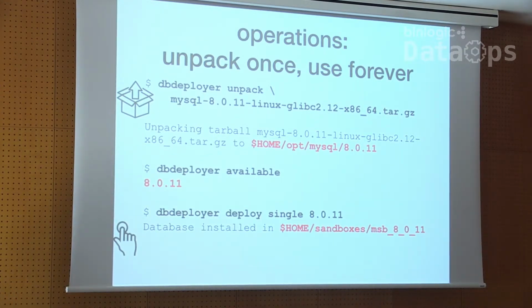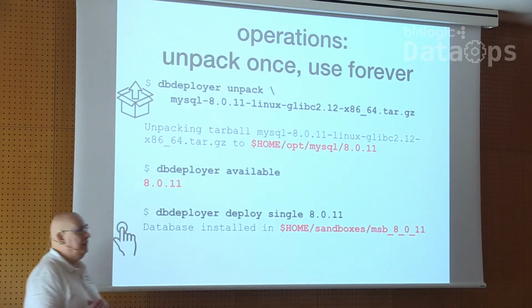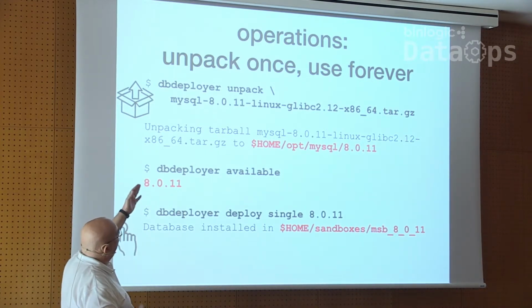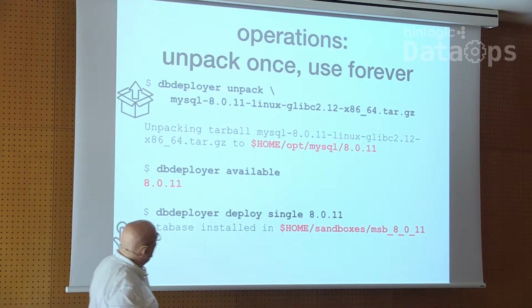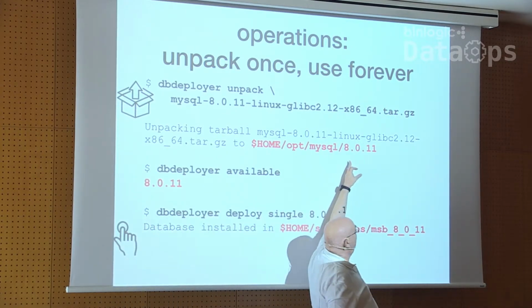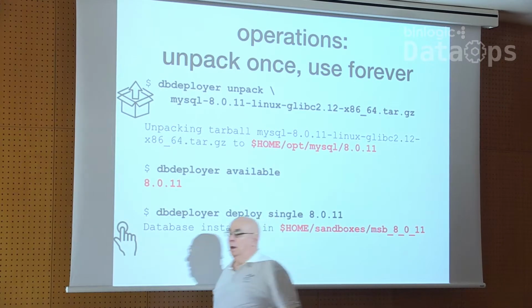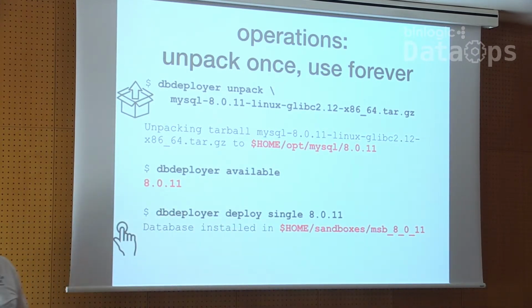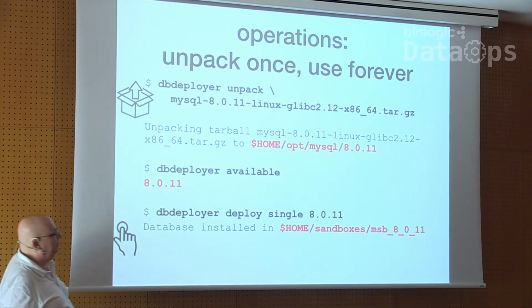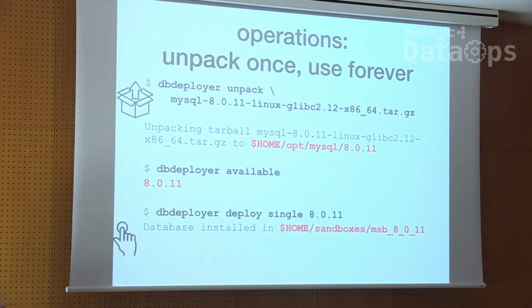So first we do unpack, and unpack is something that you have to do only once. So you get the tarball, run unpack, and what does it do? It creates one directory called with the version number. After you have this unpacked, you will ask for what is available, and it will tell you, you see 8.0.11 is available. And then you can say dbdeployer deploy single 8.0.11. And this is what you need to create a new single instance of a database.